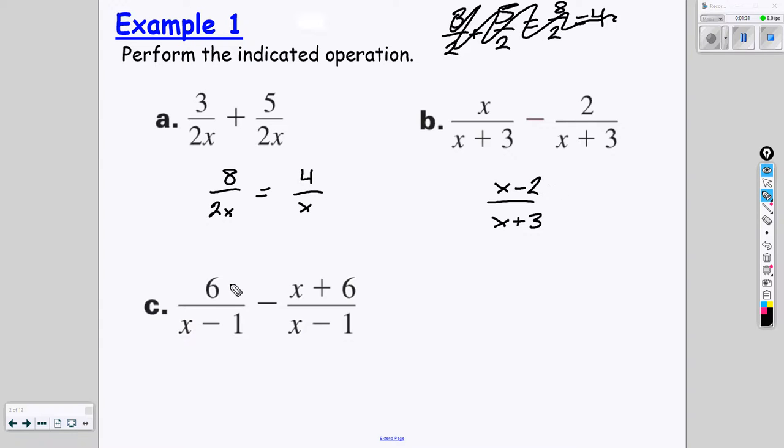For part C, now we've got to be careful with this one because we're subtracting this fraction, which means we're going to be subtracting that whole numerator. The denominators are the same, so we don't have to do anything there. So now this is going to be 6 minus x minus 6 on x minus 1. And then 6 minus 6 is going to cancel out. So what we get left over is just negative x on x minus 1. Alright, so let's move on to the next one.